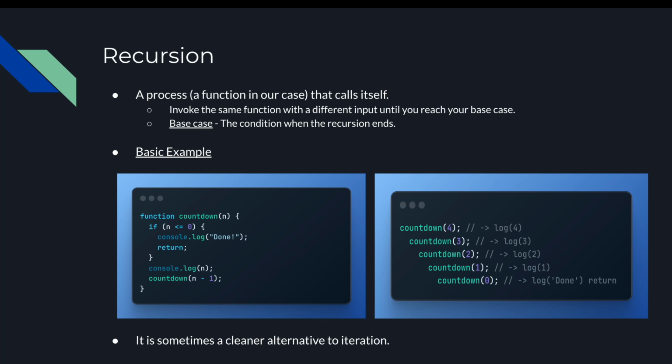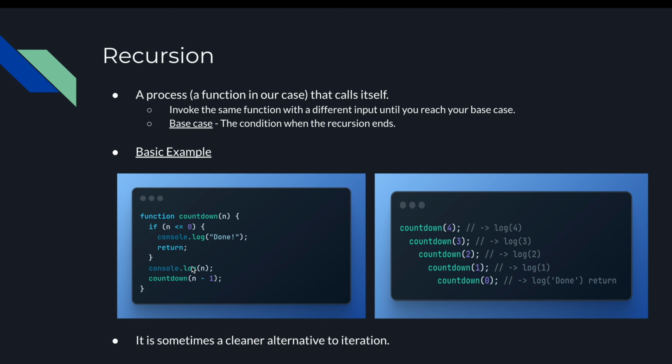To get a clear picture of recursion, we can look at this basic example. I already have a countdown function that takes n as input, where n is nothing else but a number. The first thing we check is whether the value of n is smaller than or equal to 0 or not. If it's not, then we log our number and then we call the countdown again, but this time the value will be n minus 1.